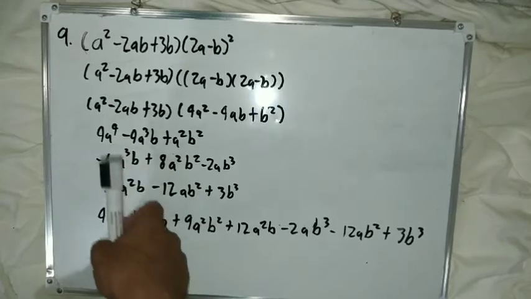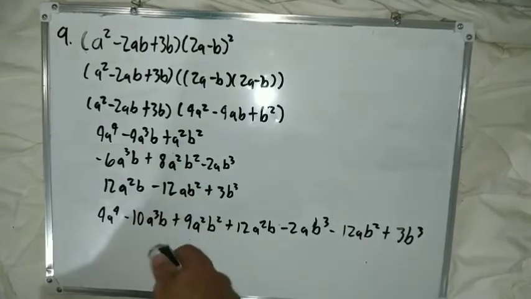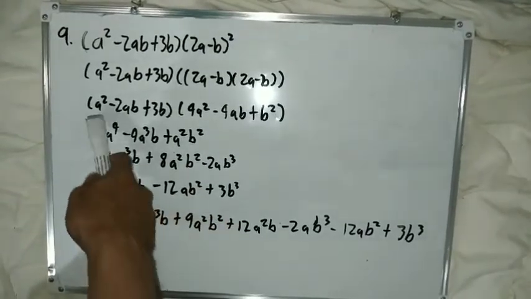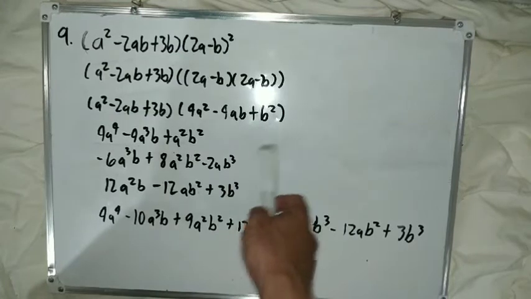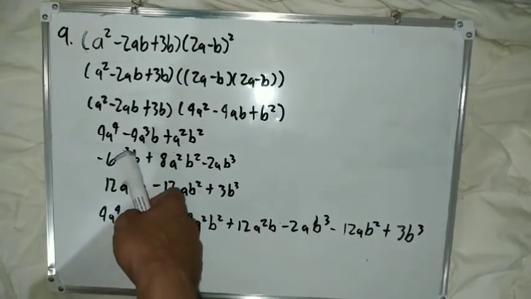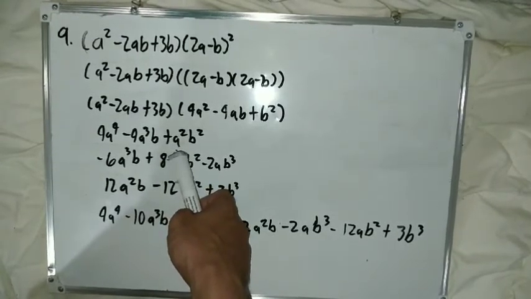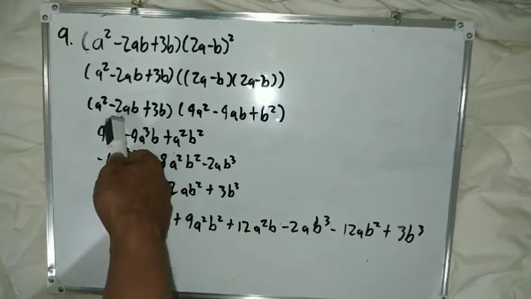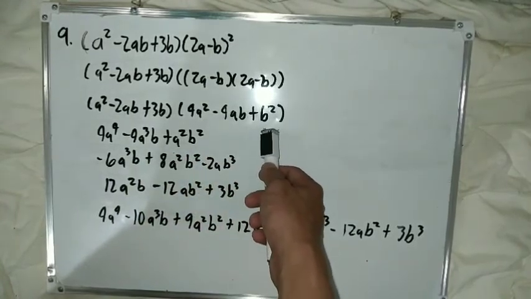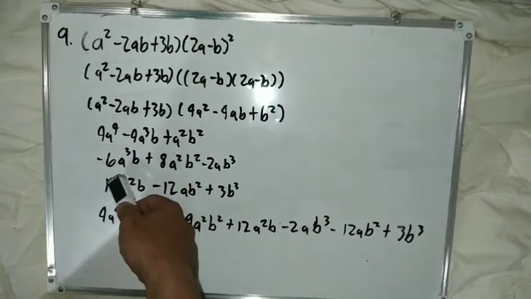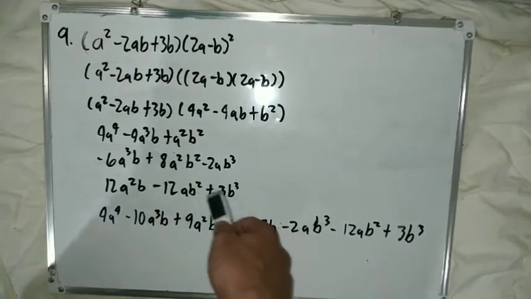Then bring down a squared minus 2ab plus 3b. So here multiply a squared to 4a squared minus 4ab plus b squared. So the answer is 4a raised to the fourth power minus 4a cubed b plus a squared b squared. And multiply negative 2ab to 4a squared minus 4ab plus b squared. So the answer is negative 8a cubed b plus 8a squared b squared minus 2ab cubed.